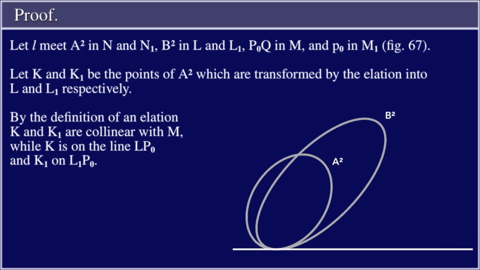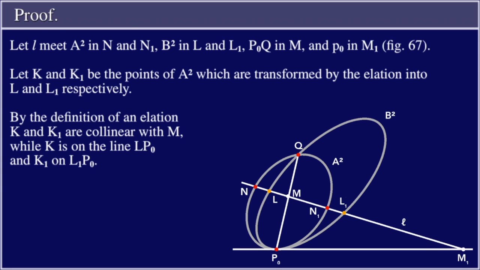Proof. Let L meet A² in N and N1, B² in L and L1, P0Q in M and p0 in M1. Figure 67. Let K and K1 be the points of A² which are transformed by the elation into L and L1 respectively. By the definition of an elation, K and K1 are collinear with M, while K is on the line LP0, and K1 on L1P0.